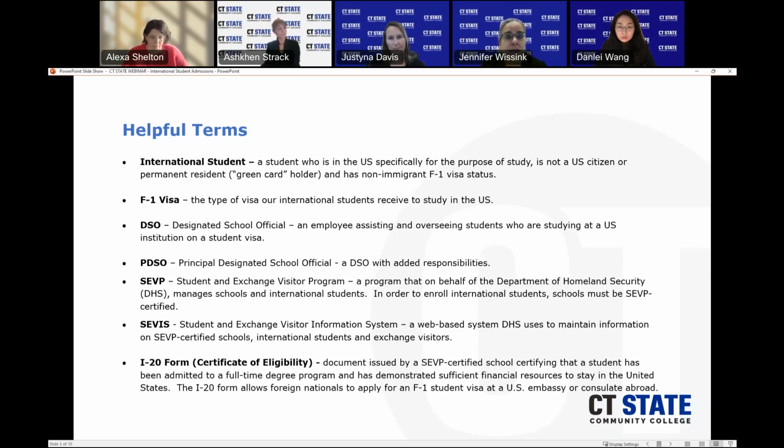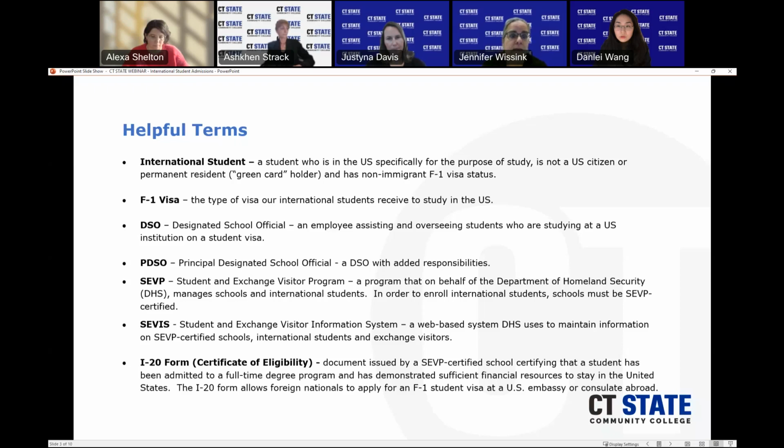SEVIS is the Student and Exchange Visitor Information System, and that is a web-based system covered by the Department of Homeland Security, and it's used to maintain information on international students and SEVP certified schools. SEVIS is the system that we use to issue students their I-20s and to do other reporting that is mandated by the government or is necessary to keep a student's immigration record updated.